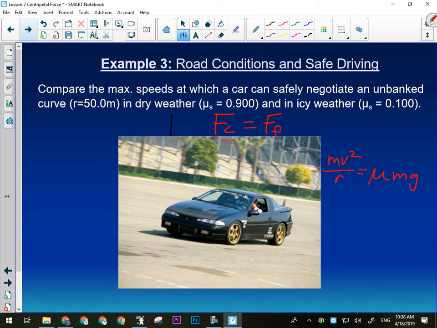If I want to solve for V, I'm going to multiply both sides by R. M's going to cancel, and then I'm going to take the square root. So V will equal the square root of mu g r. All right, so if I plug in my numbers here, I know the radius is 50 meters. We'll calculate this for dry weather first. So V for dry weather is going to be the square root of 0.9 times 50 times 9.81.